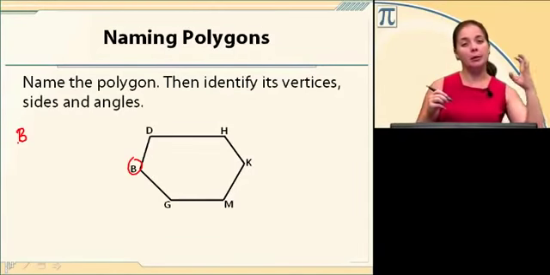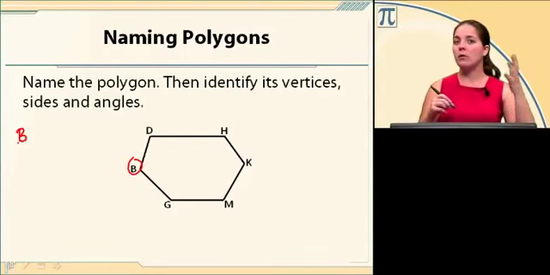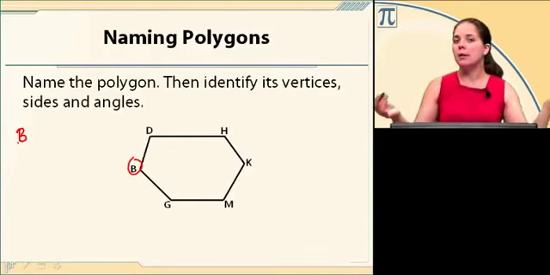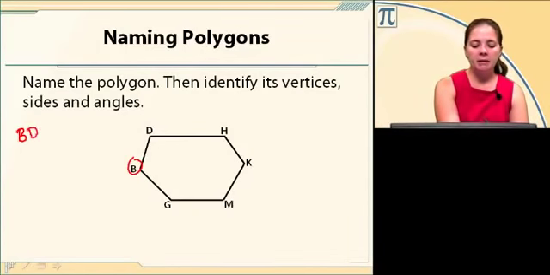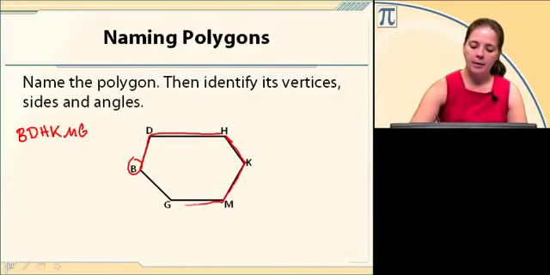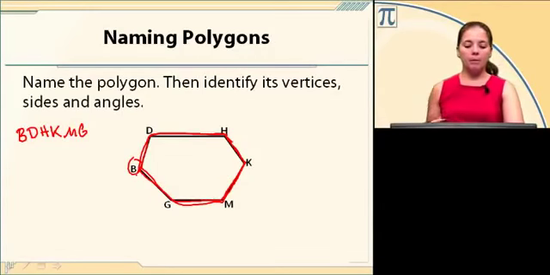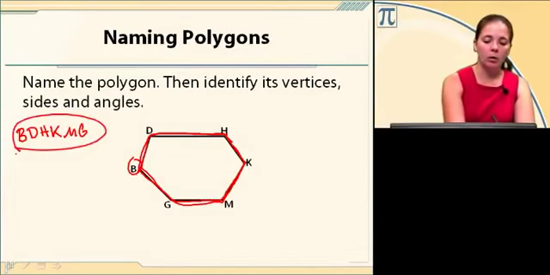So you should be able to start on that vertex and then trace around the polygon in the order of the letters or the vertices you're going to list off. So I'm going to say B, D, H, K, M, G, and then I'm back to B so I don't label it again. If I'm going to trace it, B, D, H, K, M, G, B. And I should be able to do that without lifting up my pen.